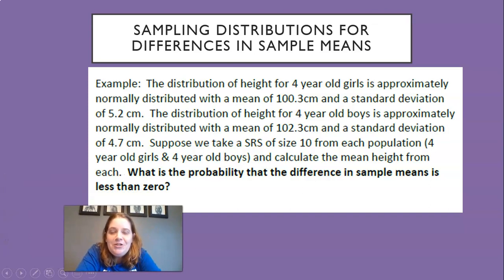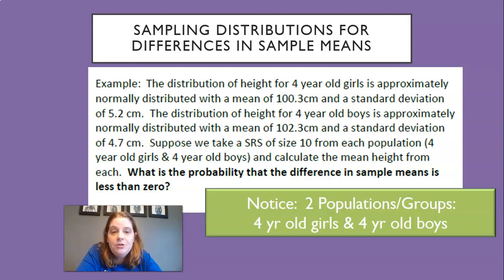All right, so the distribution of height for 4-year-old girls is approximately normally distributed with a mean of 100.3 centimeters and a standard deviation of 5.2 centimeters. The distribution of height for 4-year-old boys is approximately normally distributed with a mean of 102.3 centimeters and a standard deviation of 4.7 centimeters. Suppose we take a simple random sample of size 10 from each population, that would be from the 4-year-old girls and the 4-year-old boys, and calculate the mean height from each. What's the probability that the difference in sample means is less than 0?